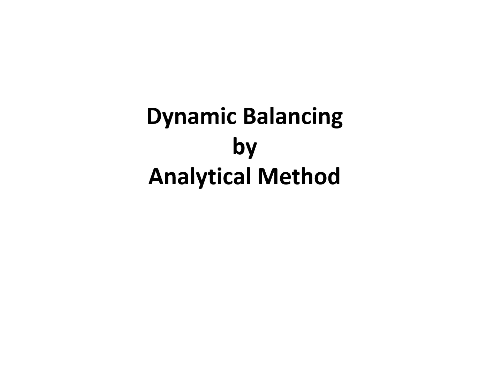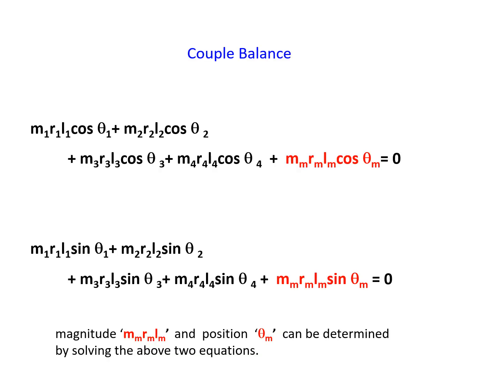So now we will solve this problem by the analytical method. I'll just tell you the steps to be taken. To find the couple balance, we resolve the couples into horizontal and vertical components. So firstly we take cos components of all couples: M1 R1 L1 cos theta 1 plus M2 R2 L2 cos theta 2 plus so on up to MM cos theta M equal to 0.